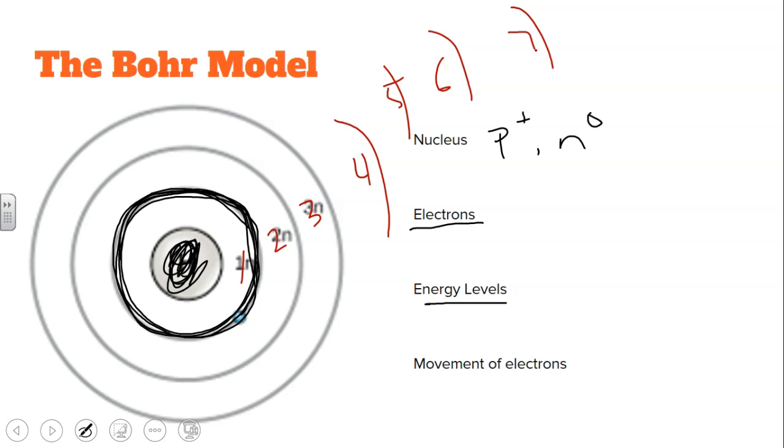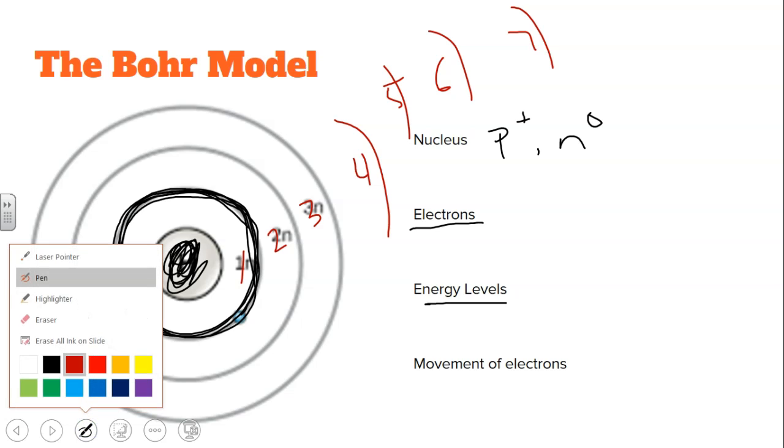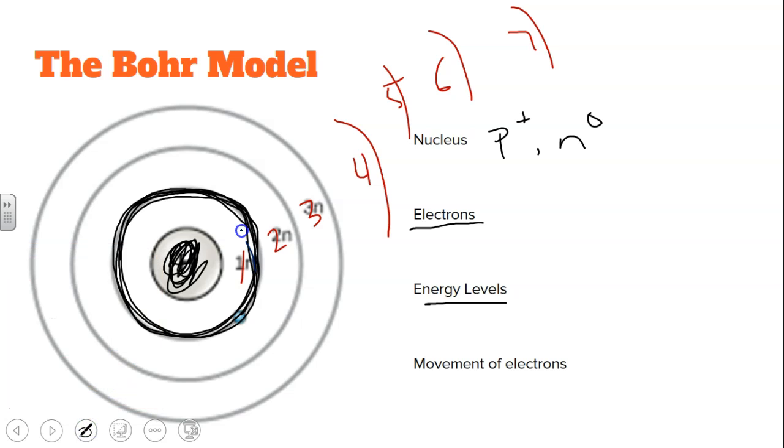But we have to realize that electrons don't just have to move in orbits like this. If we add energy to electrons, they can jump up energy levels. Or if we add a lot of energy, they could jump up 3 or 4 energy levels. And this is where atomic emission spectra comes from.